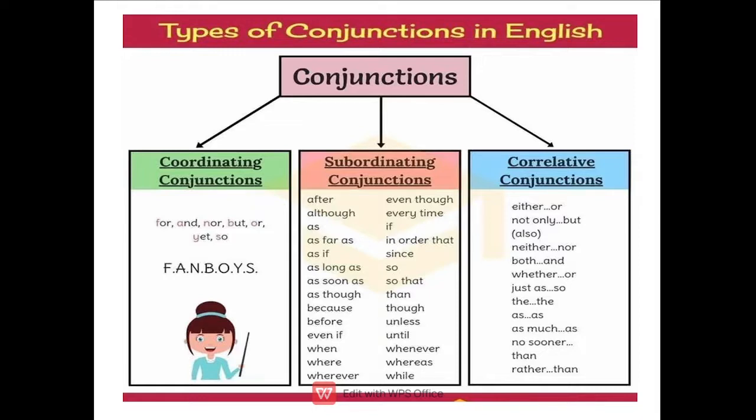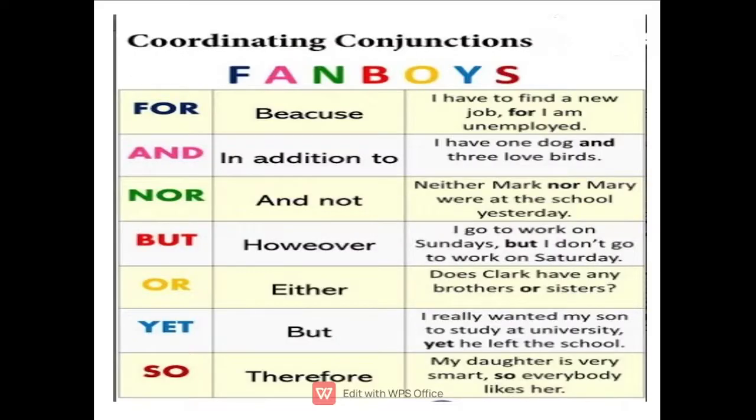Now let us understand what we mean by all this. So let us start with coordinating conjunctions. We have FANBOYS. Now, for is used when you have a reason, like because. I have to find a new job, for I am unemployed. And is used when you have an addition of things: I have one dog and 3 lovebirds. So you are actually joining two sentences, I have one dog, I have 3 lovebirds. Both sentences, when joined, are joined with the word and, and we are shortening it.